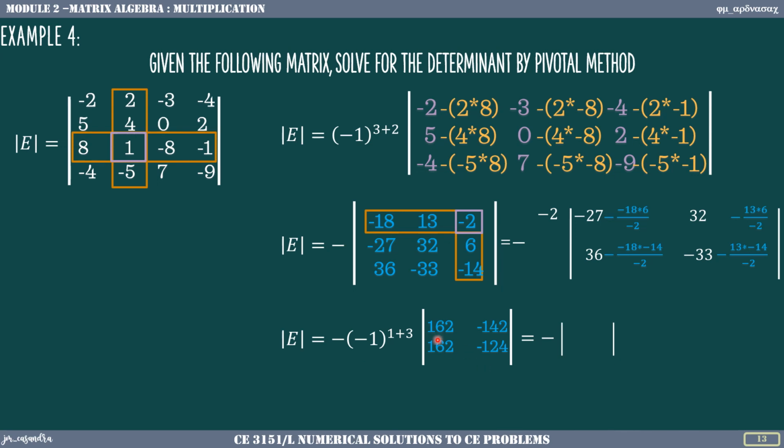So from there, we can now compute 162 times negative 124 minus 162 times negative 142, which will give us 2916. So our final answer now for the determinant of matrix E is negative 2916.